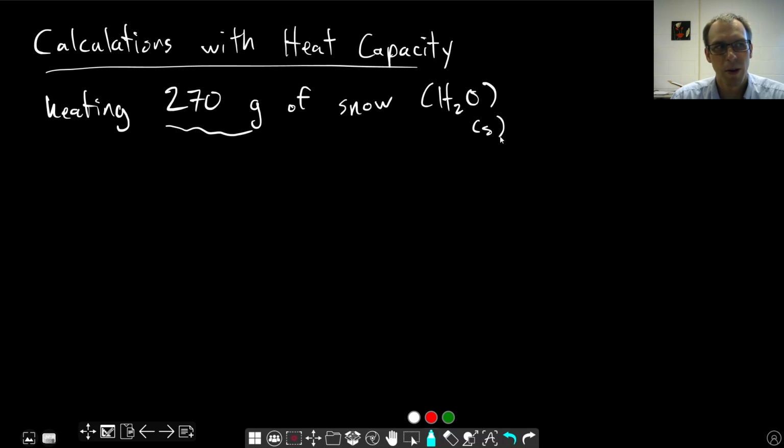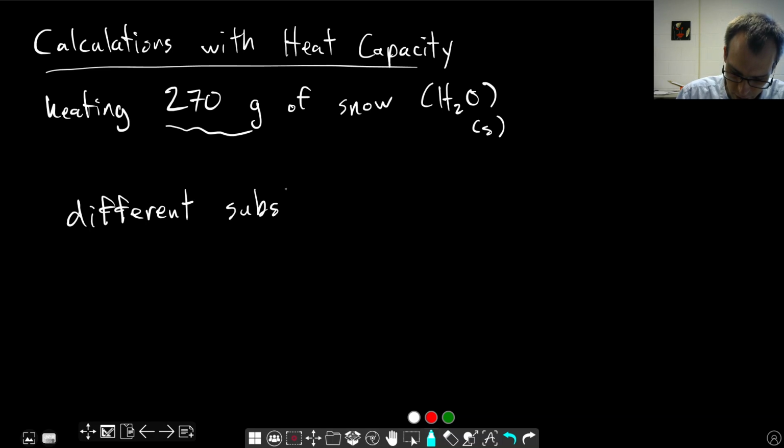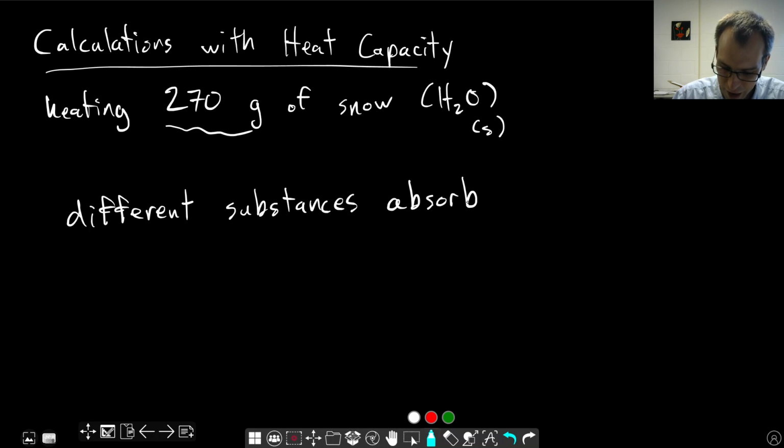But the question that maybe you should be asking is, how do I know how much energy it's going to take? One thing that is really important with this is that different substances have different ability to absorb energy. Even the same substance in different phases has a different ability to absorb heat, and for that to cause a temperature change. So if we have everything the same, different substances absorb different amounts of heat.